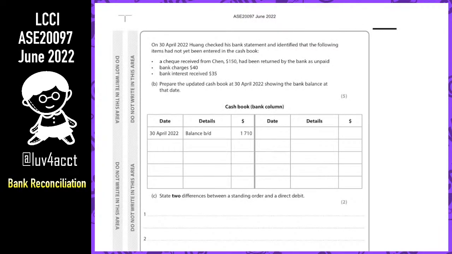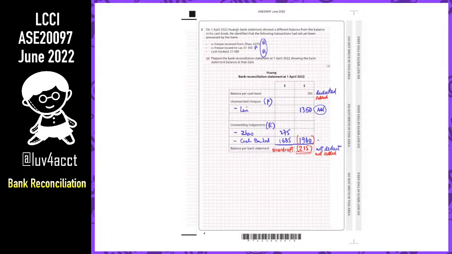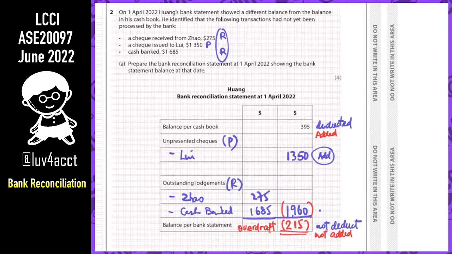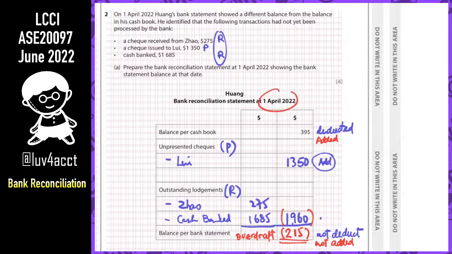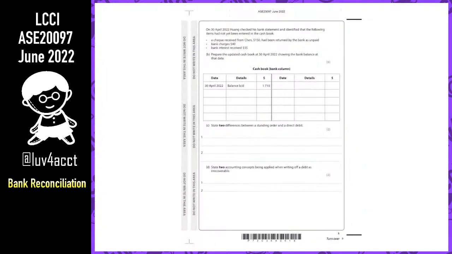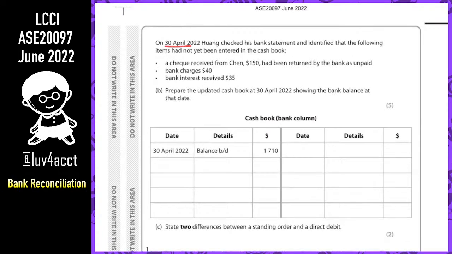Just now we have gained 4 points. So on the 30th of April, is it the same date? Let me see. 30, oh, okay, this is the next month. The dates are important. We are preparing the bank reconciliation on the 1st of April, year 2022, and then 1 month later, we are looking at the cash book.